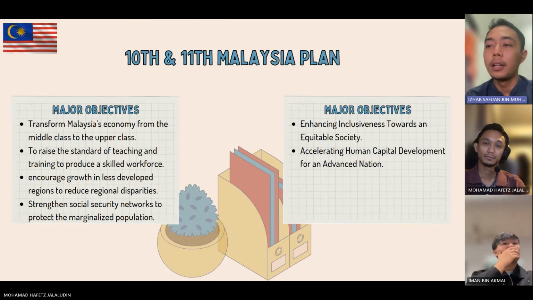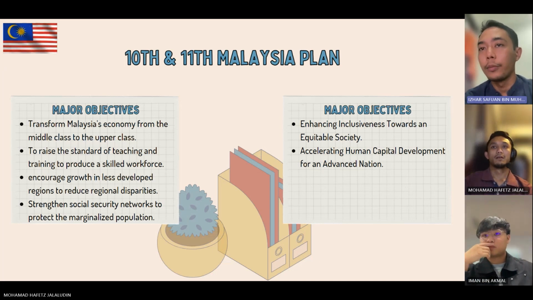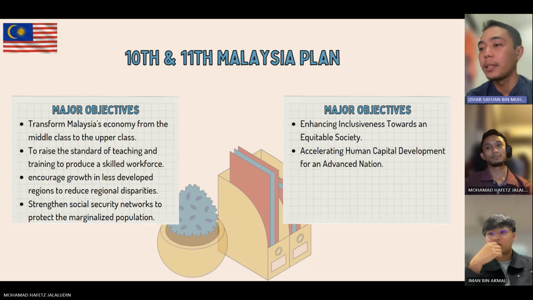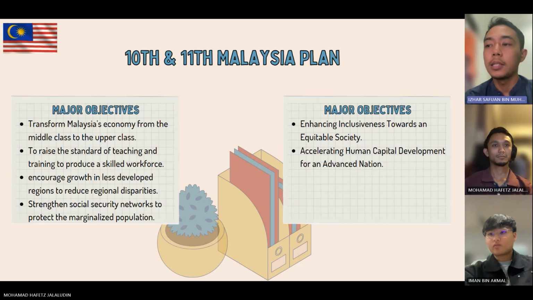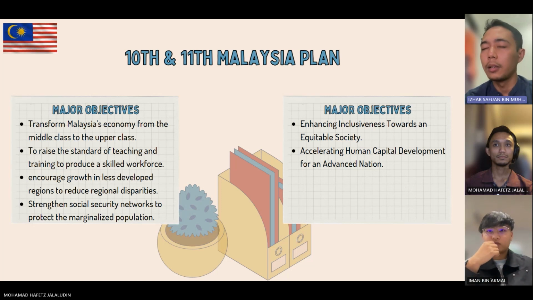So these are the past Malaysian plans, or as we know, the Rancangan Malaysia. We gather the 10 years past, which are the 10th and 11th Malaysia Plans. The 10th Malaysia Plan covers 2011 until 2015, while the 11th Malaysia Plan was introduced for 2016 until 2020. So for the objectives of the Malaysia Plan, we can see on the left, the plan for the 10th.